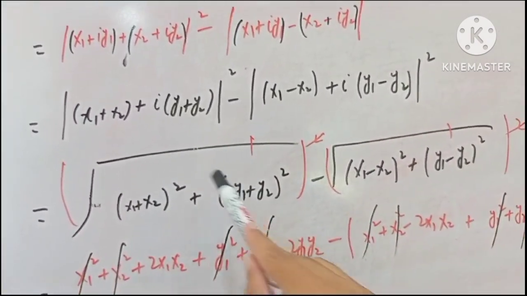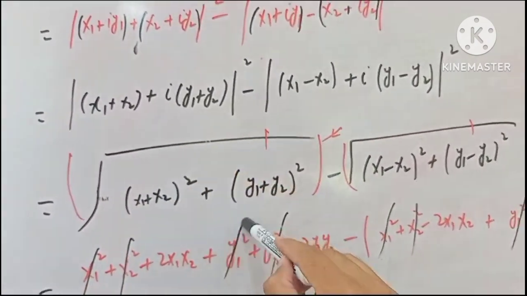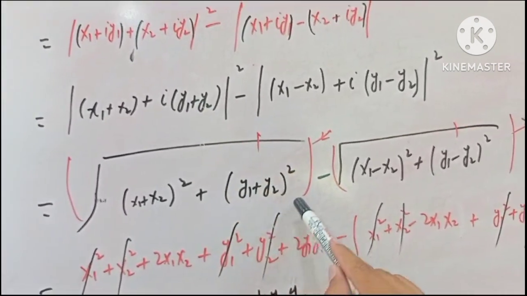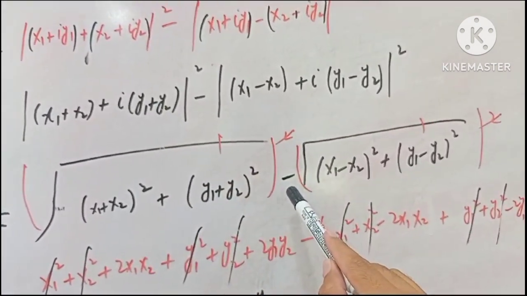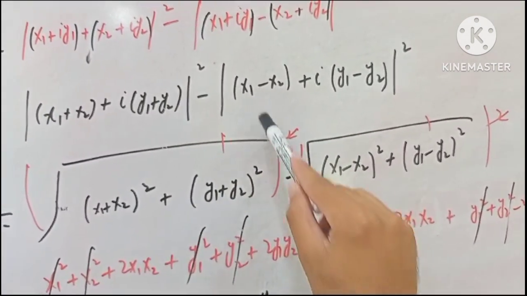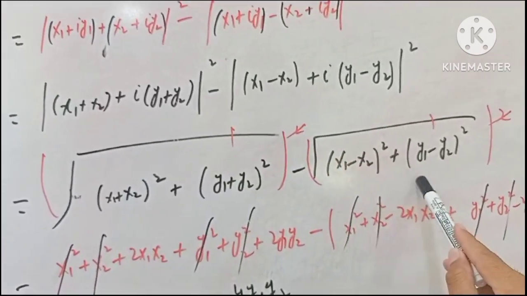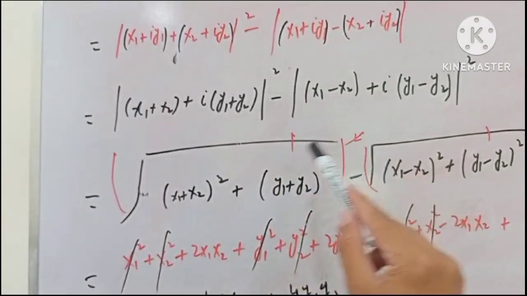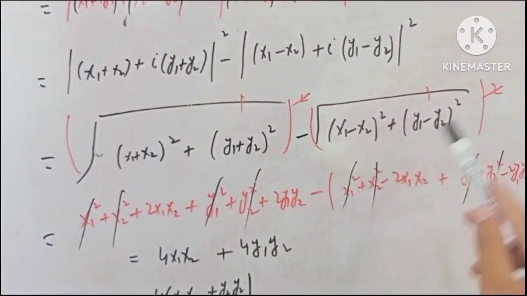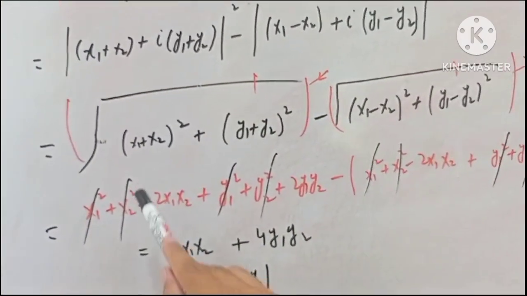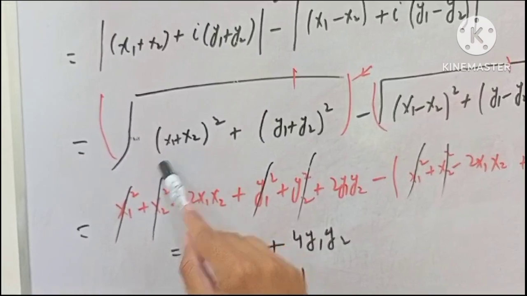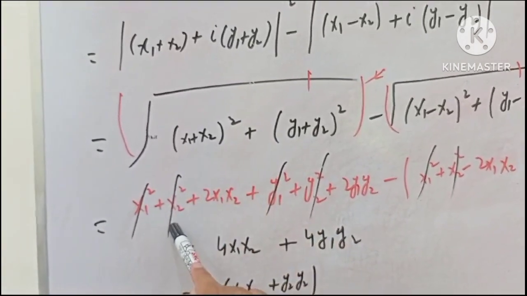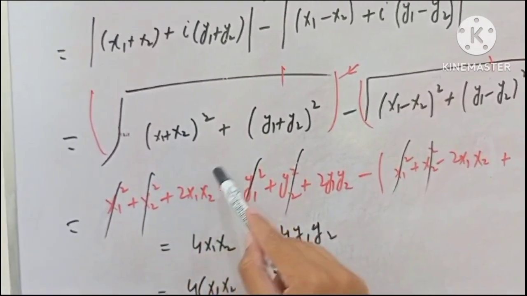Now taking the mod: real part squared plus imaginary part squared. Same is the case here, with the minus sign as such: real part squared plus imaginary part squared. As we are taking the mod, the square cancels with the square root. Same is the case here, now opening the square: first term squared x1², second term squared x2² plus 2x1x2.